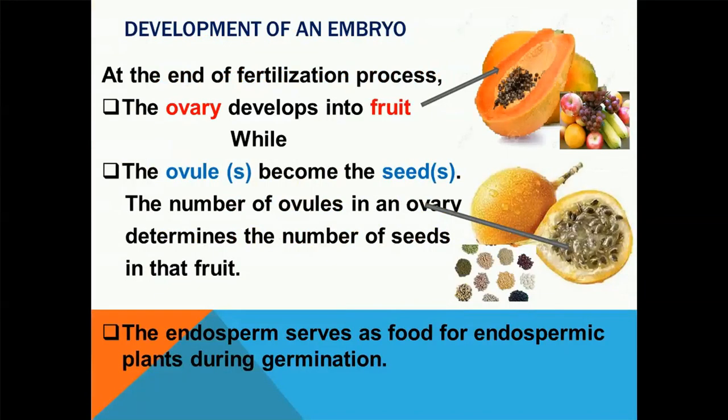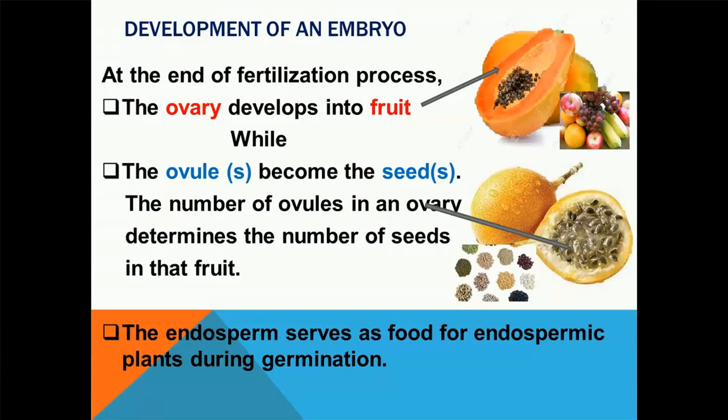Okay, so let's move to the development of an embryo. So what happens to the embryo that is formed at the end of fertilization? Now, at the end of the fertilization process, the ovary will develop into the fruit, while the ovule will become the seed. Take note that the number of ovules in an ovary determines the number of seeds that will be found in that fruit. Don't forget, the ovary will develop into the fruit, while the ovule or ovules inside the ovary will develop into the seed or seeds.